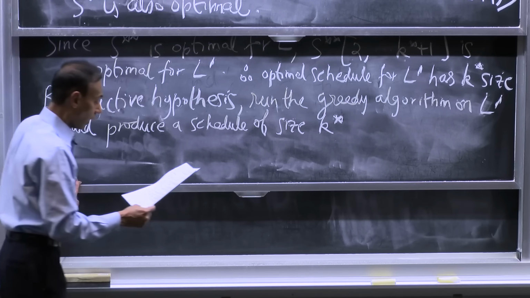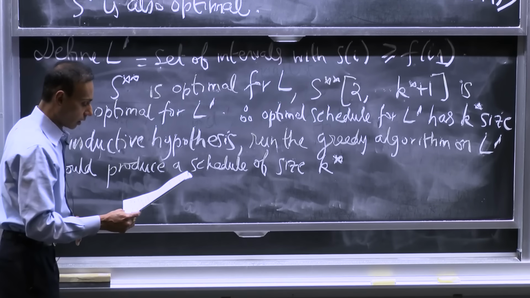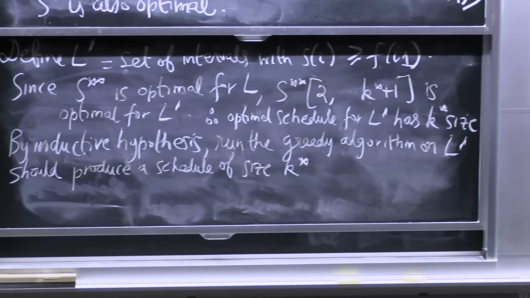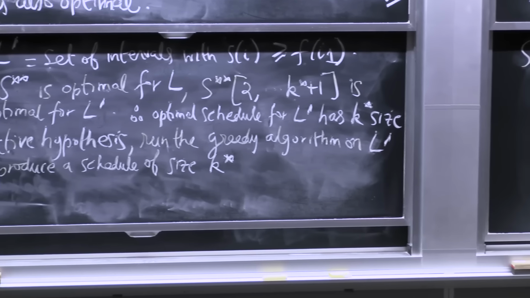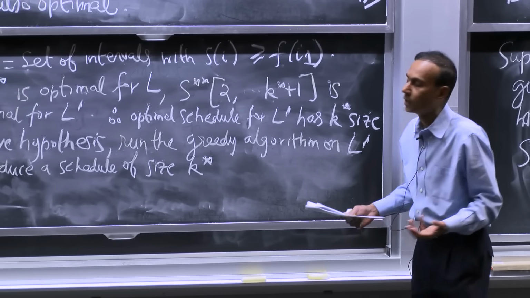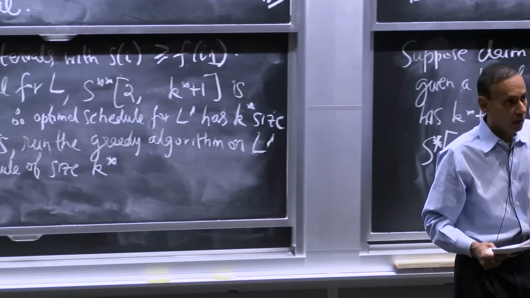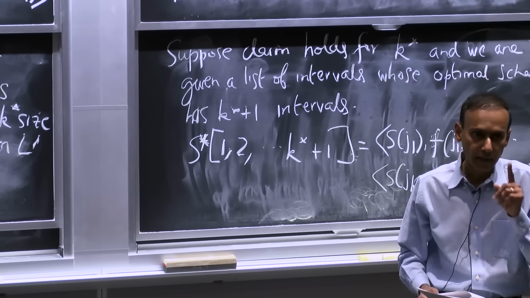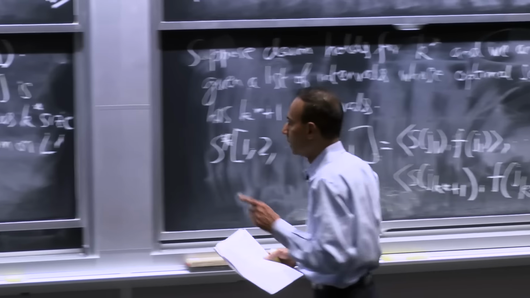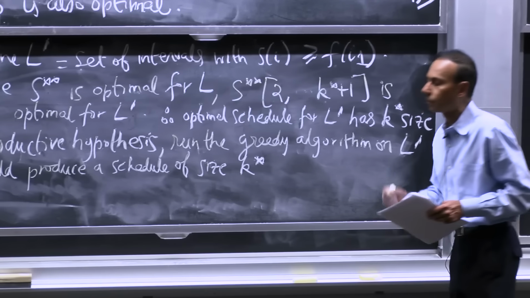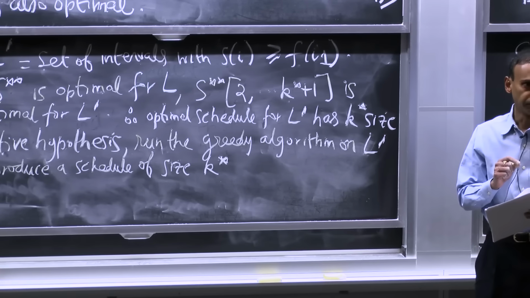Right. Now can you tell me, based on what you see on the board, by construction, when I run the greedy algorithm on L star, what am I getting? By construction, when I run the greedy algorithm on L prime, there's too many superscripts here. When I run the greedy algorithm on L prime, what do I get?